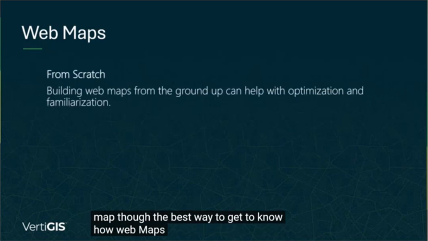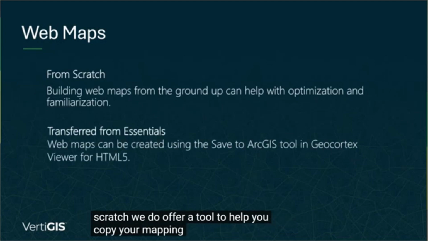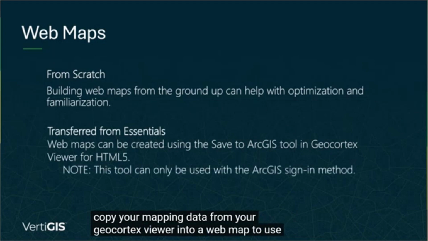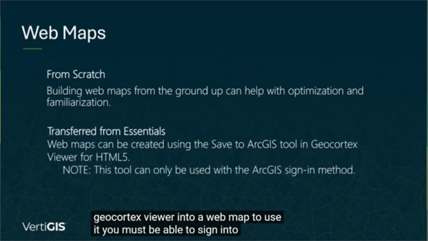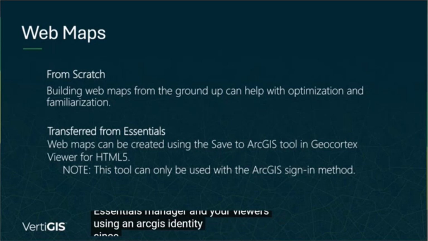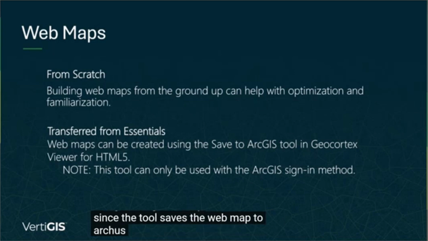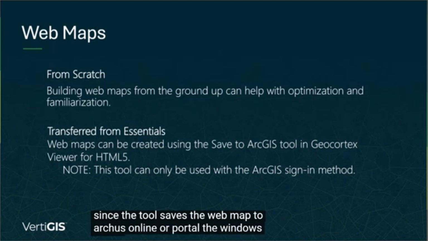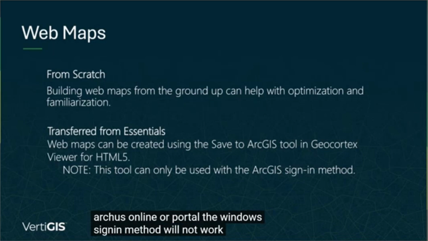A way to get to know how web maps work is to build them from scratch. We do offer a tool to help you copy your mapping data from your Geocortex viewer into a web map. To use it, you must be able to sign into Essentials Manager and your viewers using an ArcGIS identity. Since the tool saves the web map to ArcGIS Online or Portal, the Windows sign-in method will not work.